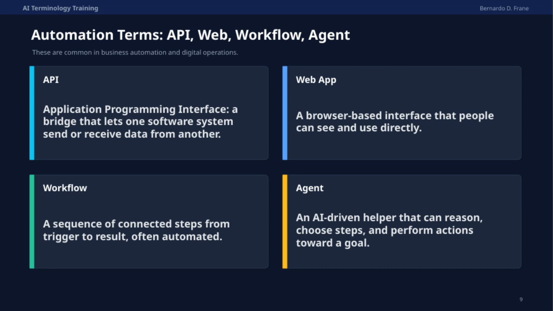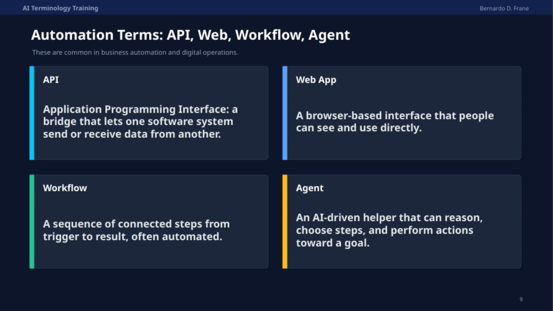First up is the agent. An agent is essentially a smart helper that can reason, decide on the next steps, and perform actions all toward achieving a specific goal. It's like having a digital assistant that can think through problems and act accordingly.